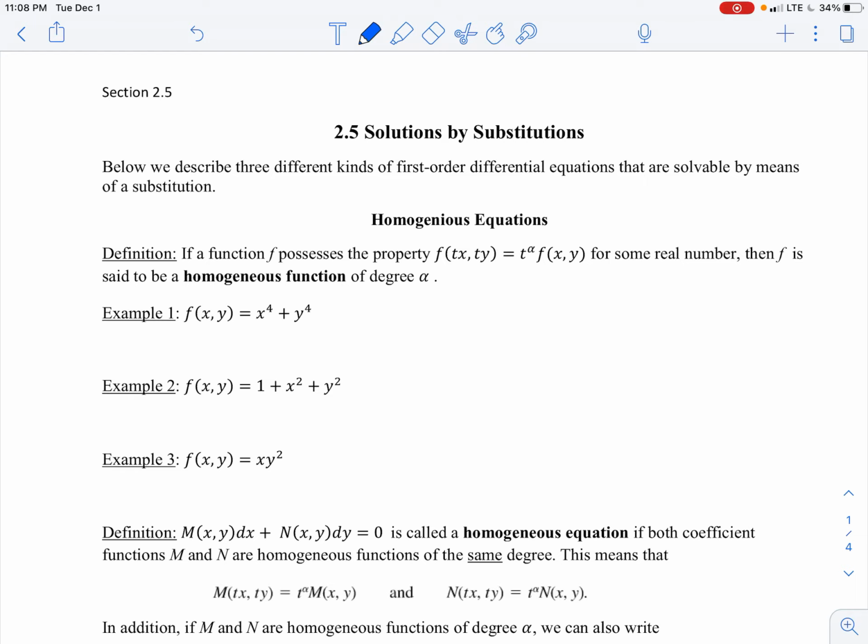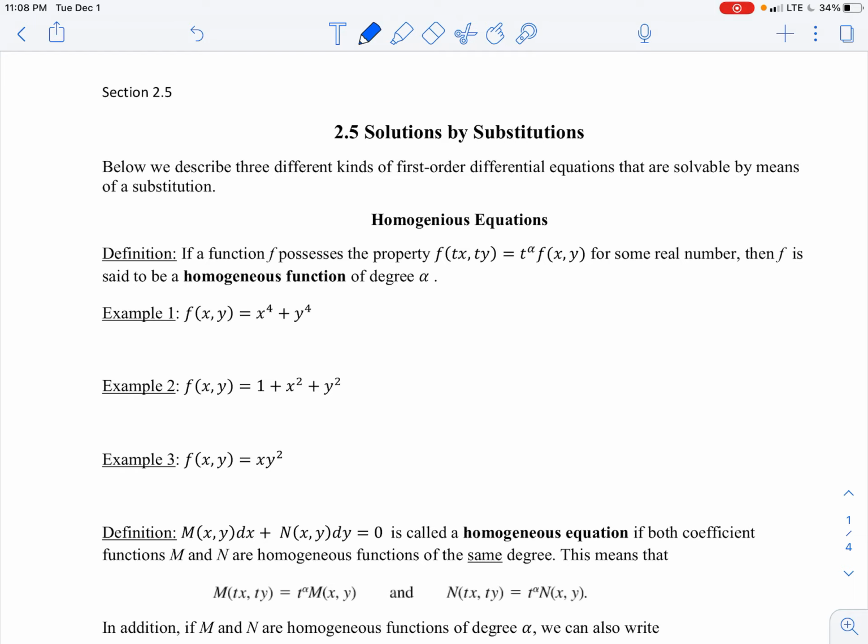Below, we're going to describe 3 different kinds of first-order differential equations that are solvable by means of a substitution. The first we're going to talk about is a homogeneous equation. The definition is: if a function f possesses the property f of tx, ty is equal to t to the alpha times f of x, y, for some real number alpha, then f is said to be a homogeneous function of degree alpha. So what that means is, look at example 1.